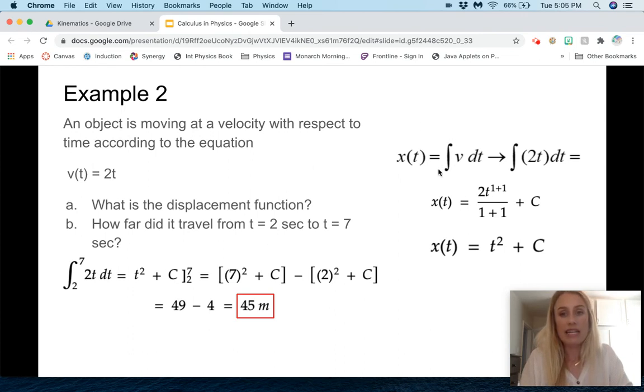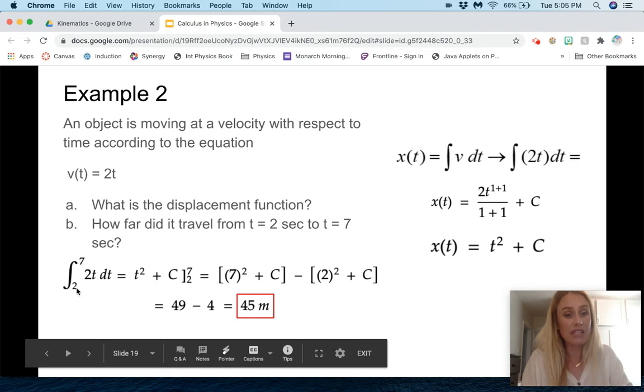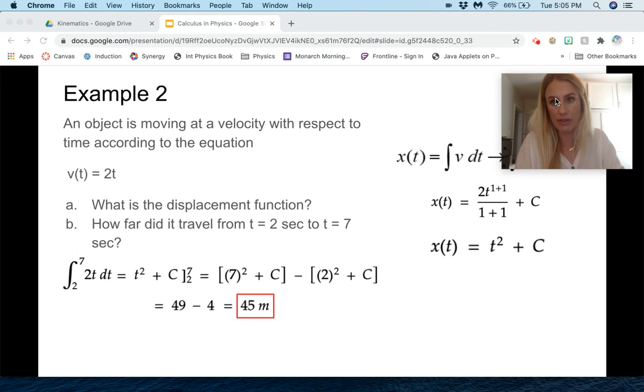So again, this is an indefinite integral here because we don't have any boundaries. This is a definite integral because we do have boundaries or parameters. I've heard both terms used.